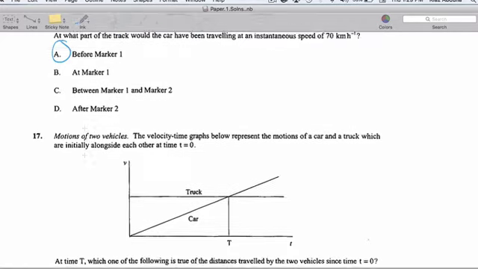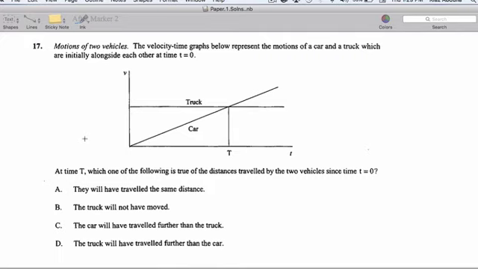Now, the velocity versus time graph. Whenever I see something like this, I have a feeling it's going to be an area question. So I'm just going to say the area of the truck is greater than the area of the car. And what that means is that the distance of the truck is going to be bigger than the distance of the car.